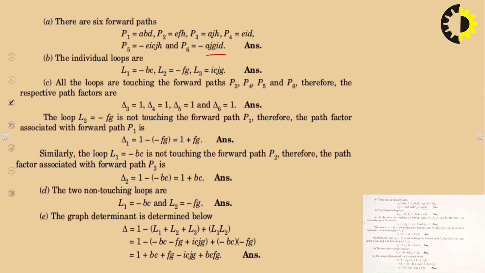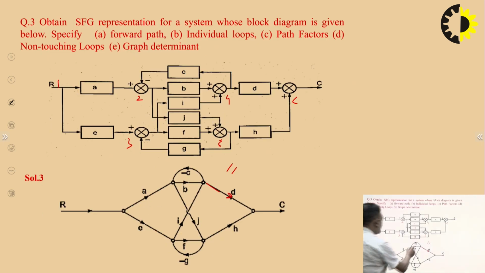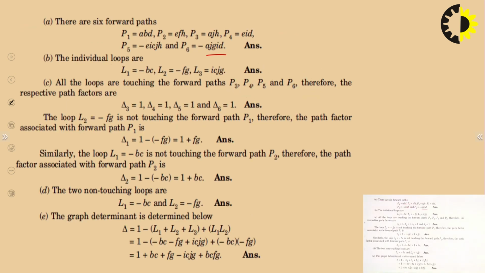And if we talk about the individual loops, then the individual loops are minus BC, minus FG, and another loop, which is not seen so easily, is like this. This is also a loop because at this point there is no connection. Okay, so you can see the transmittance of the third loop is ICJG.